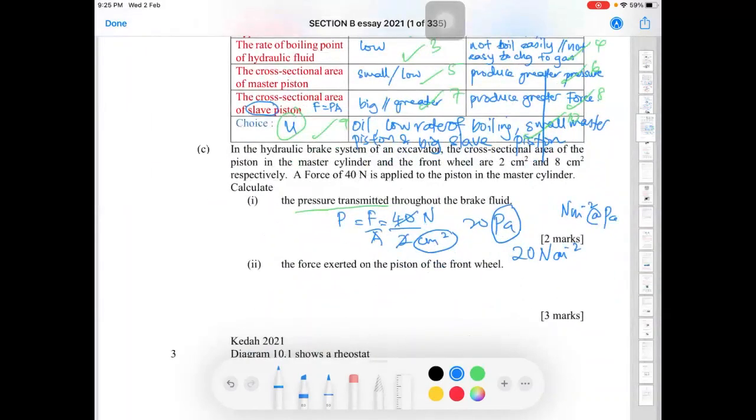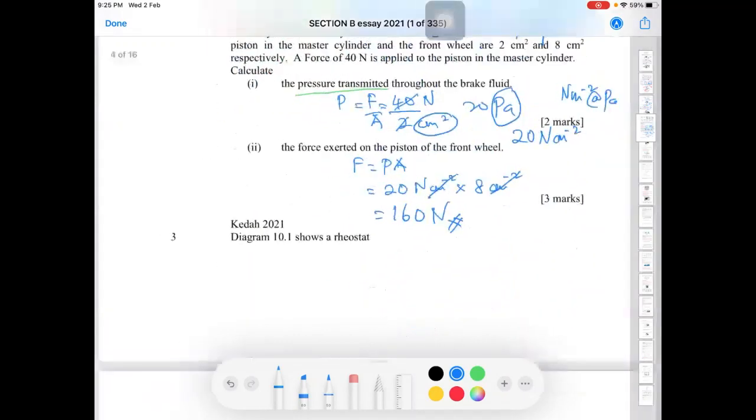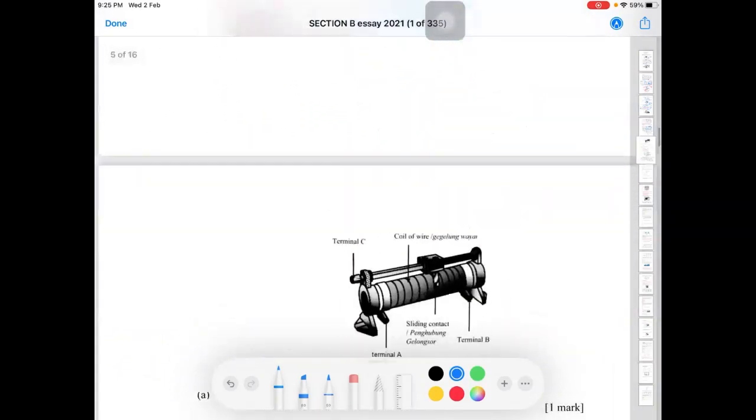Alright. What about force pula? Nak cari force equals to PA. So your Pascal tadi, you punya pressure tadi 20 Newton cm negative 2 and the area is 8 cm^2. So you akan potong the cm. So you akan dapat 160 Newton. Pascal senang saja. You guna pressure P equals to F over A sahaja. Alright? Okay. So kita teruskan soalan number 3.